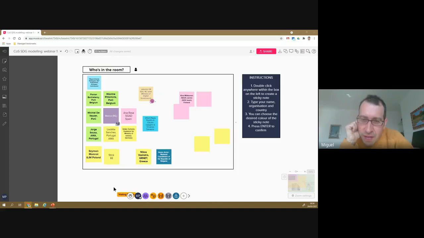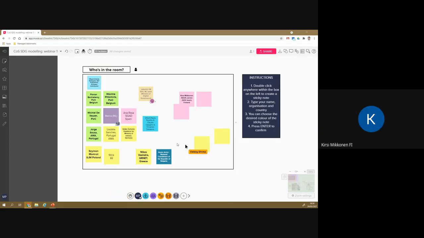Yeah, we have Kirsi from Finland. Greetings from very cloudy Helsinki. I'm Kirsi Mikkonen. I work in the KEHA Center and I'm part of the Finnish SDG team. We work on implementing the SDGR under the guidance of the Ministry of Economic Affairs and Employment. I'm just sorry we couldn't have experts from the Finnish service catalog here right now, but I hope we'll get them involved later on.